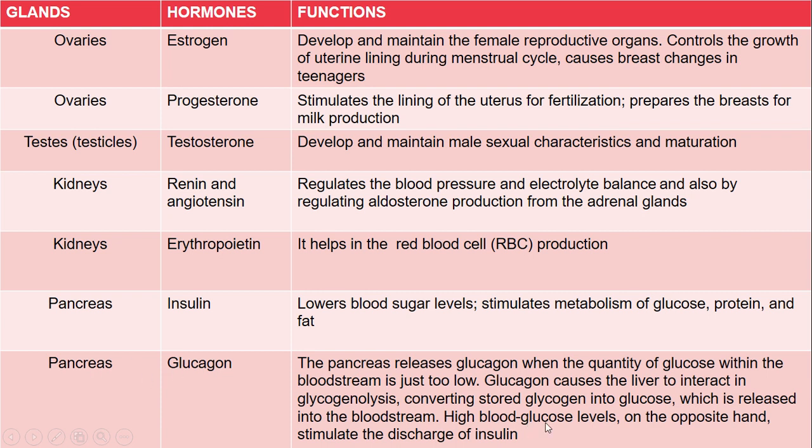High blood glucose levels, on the opposite hand, stimulate the discharge of insulin. As I said, high blood glucose causes the discharge of insulin, and low blood glucose causes the discharge of glucagon. So this is our end. So far we have discussed the endocrine glands, their types, everything.